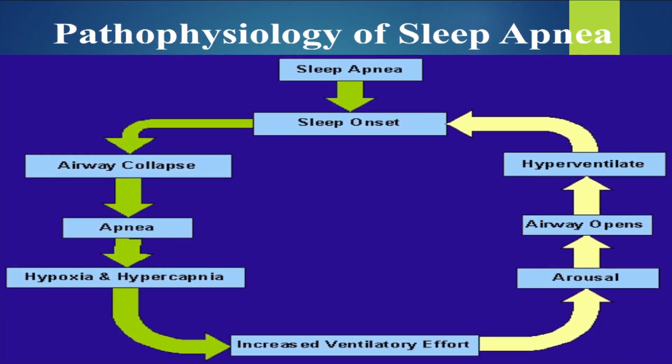At sleep onset, there is a collapse of the airway. Then there is an apneic event with subsequent hypoxia and hypercapnia, leading to an increase in ventilatory effort and an arousal to breathe. Then the airway opens. Then there's a brief hyperventilation, and then back to normal breathing and sleep. And this cycle repeats itself many times an hour all night long.